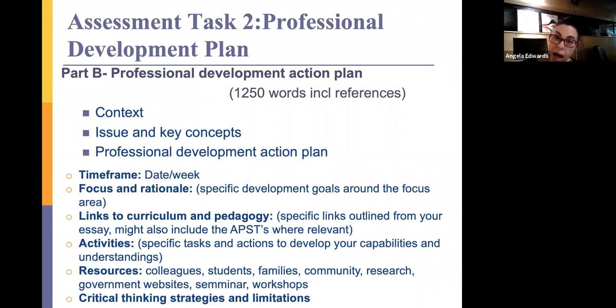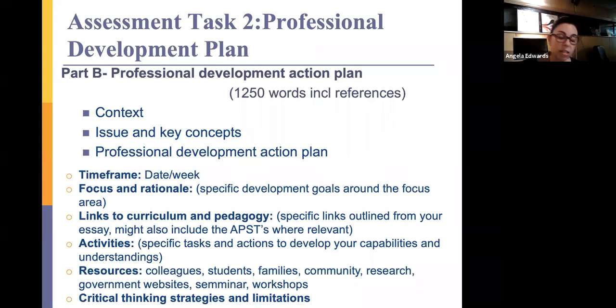focus and rationale, so like the specific developmental goals around your focus area, links to curriculum and pedagogy, so it could be specific outcomes that you're linking to. If you are in upper primary, then you would be linking to a CARA, but you might also be linking to age-appropriate pedagogies. Nudge, nudge, wink, wink, that would probably be relevant in your setting. And as I said before, if it's applicable, you would also be referring to the Australian Professional Standards in terms of those goals as well.